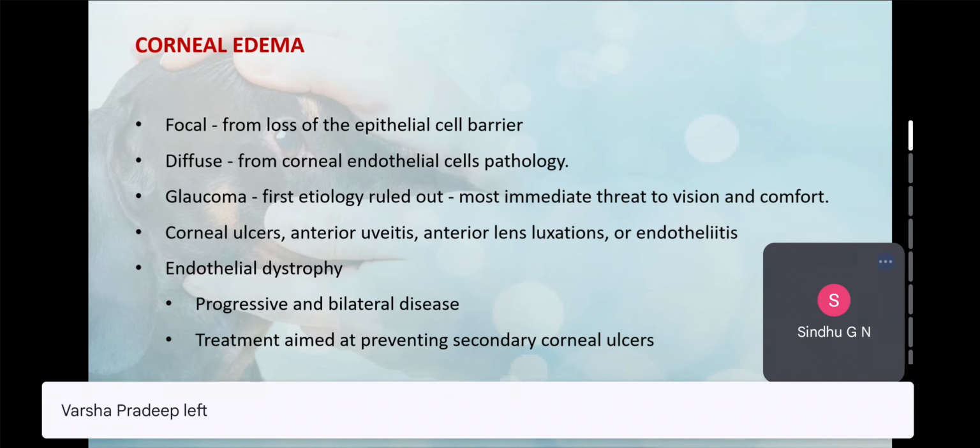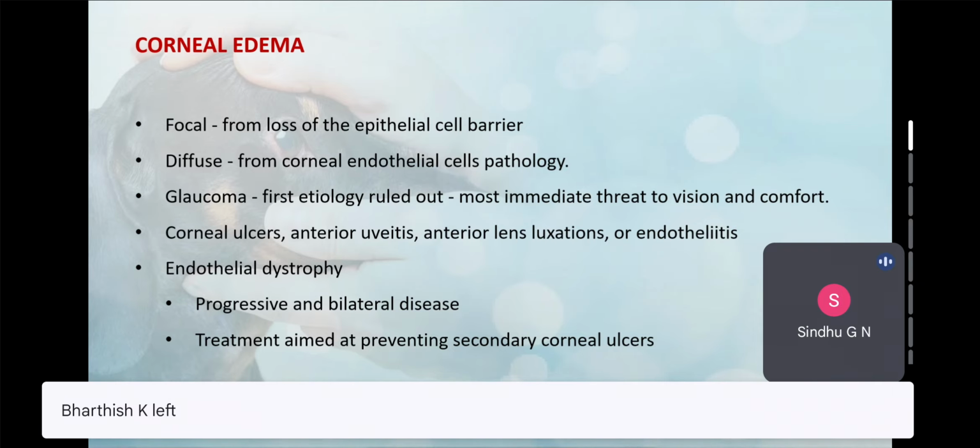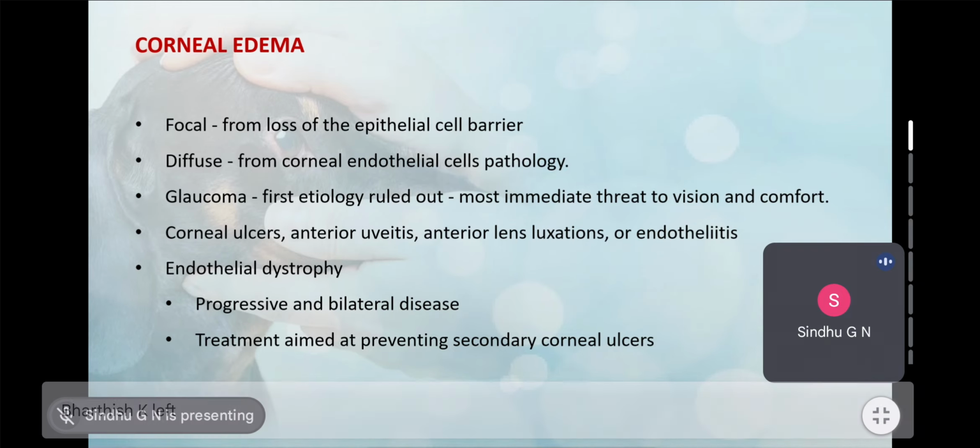So whenever there is a corneal edema case presented to you, first etiology that should be ruled out is glaucoma because it is the most immediate threat to vision and comfort. It will be very painful and can affect vision. So first thing we have to rule out is glaucoma. And other than that, corneal ulcers, anterior uveitis, anterior lens luxation, or endotheliitis can cause this corneal edema.